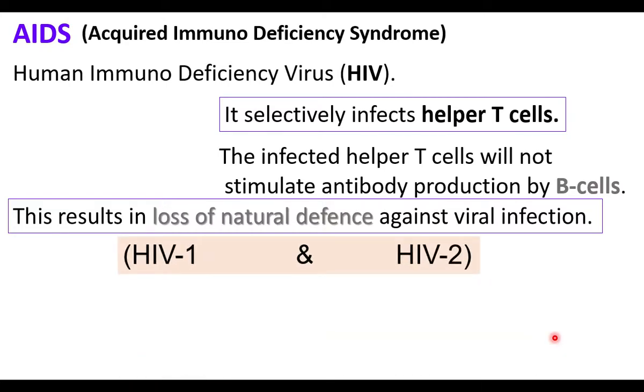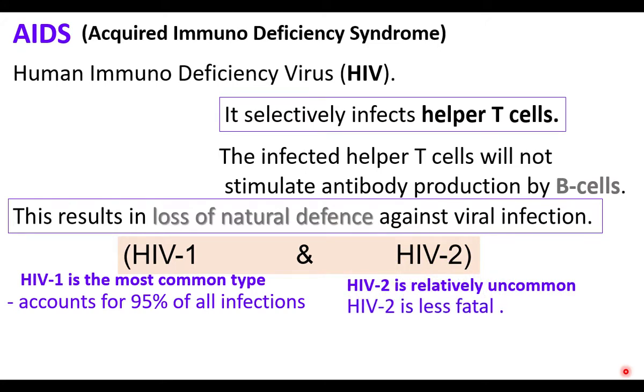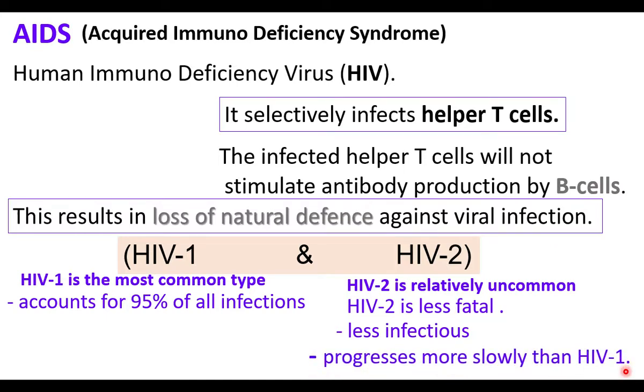HIV-1 and HIV-2 are two types of infections. HIV-1 is the most common type. It accounts for 95% of all infections. HIV-2 is relatively uncommon. It is less fatal and less infectious. It progresses more slowly than HIV-1. So HIV-1 is more infectious than HIV-2.